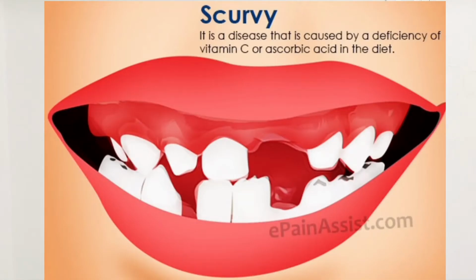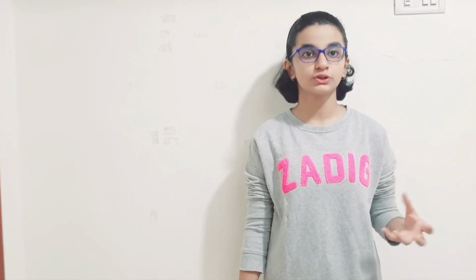Number 5, scurvy. Scurvy is a disease that is caused due to the lack of vitamin C in our body. Its symptoms are loose and bleeding gums, loose teeth and bulging eyes. We can overcome them by eating pineapples, raw tomatoes, oranges and lemons. Basically, all sour foods are a rich source of vitamin C.